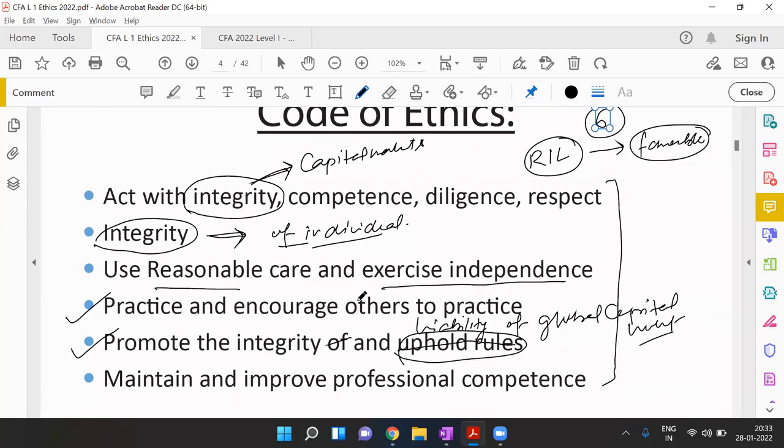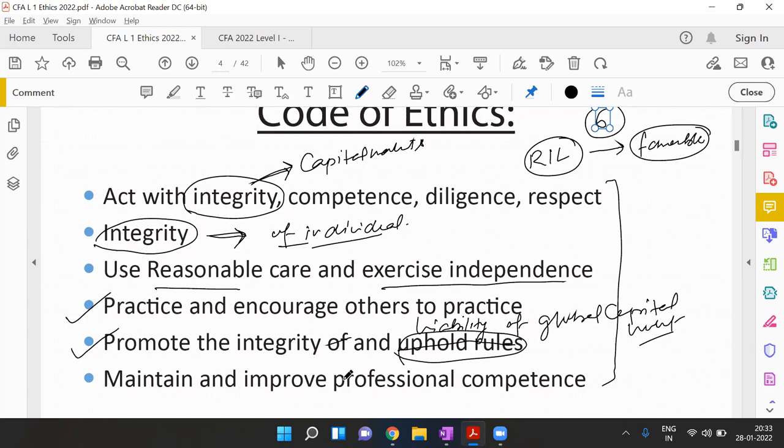Sixth code of ethics says what? Maintain and improve professional competence, right? Not only your professional competence. If you are skilled enough to do any sort of analysis, if you are a research analyst and you feel that you are good at it, that does not mean that you will not upgrade your skills. Upgradation of skills is very, very important. And if I am a supervisor supervising a group of research analysts, it is my responsibility that I should upgrade my skills, as well as ensure that my subordinates are also upgrading their skills.